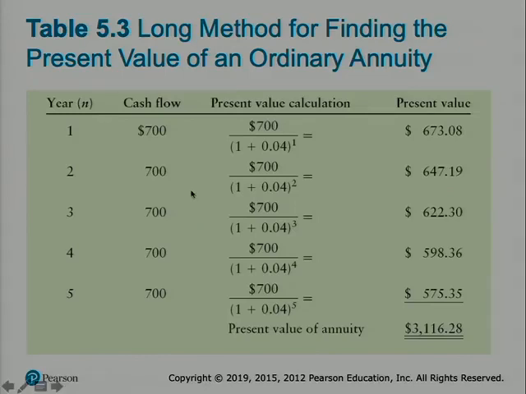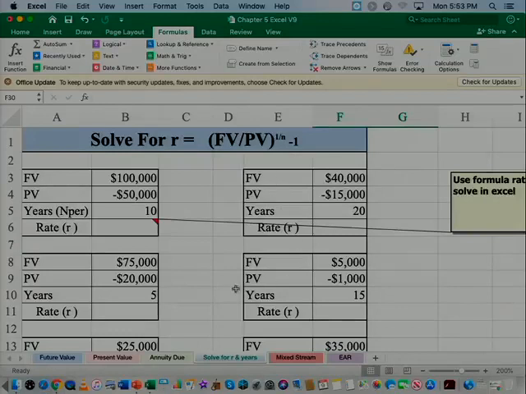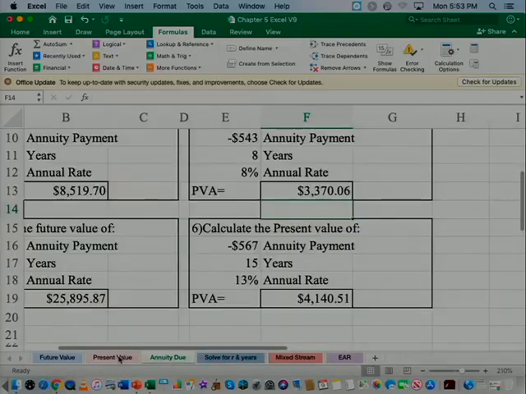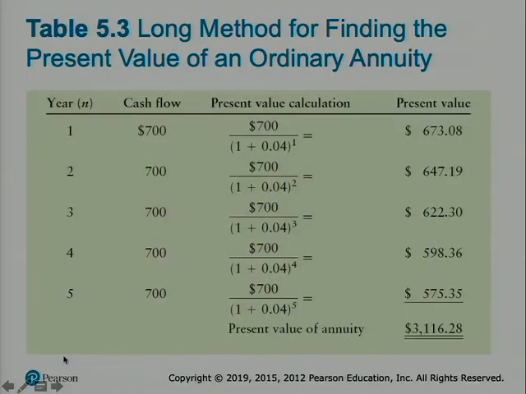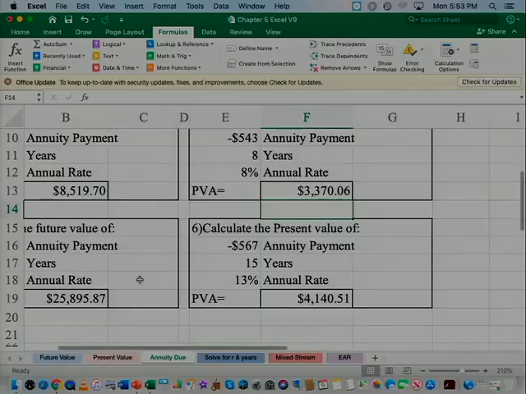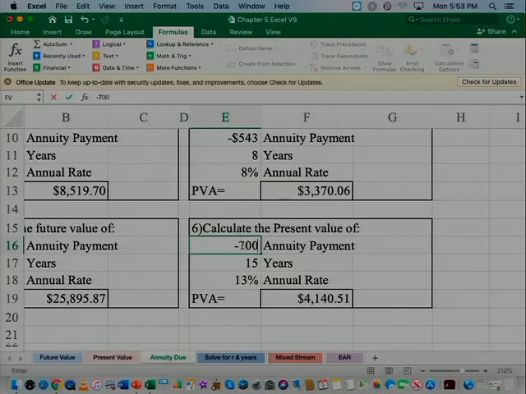So for example, in this problem, it's a $700 cash flow as an ordinary annuity with a 4% rate. So if I go into the spreadsheet, and I'm just going to do this is a present value. Okay, so if I were to make this 700, buy now, and then this to be 4% for 5 years. See, it says 3240.93.